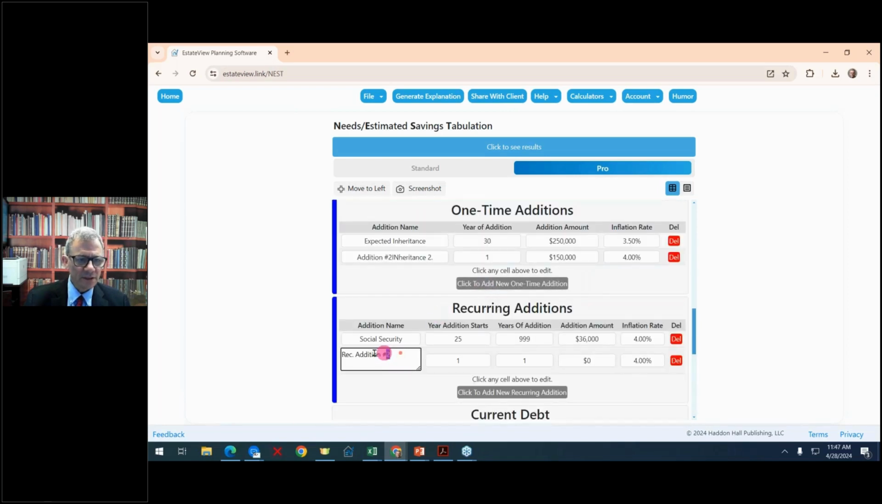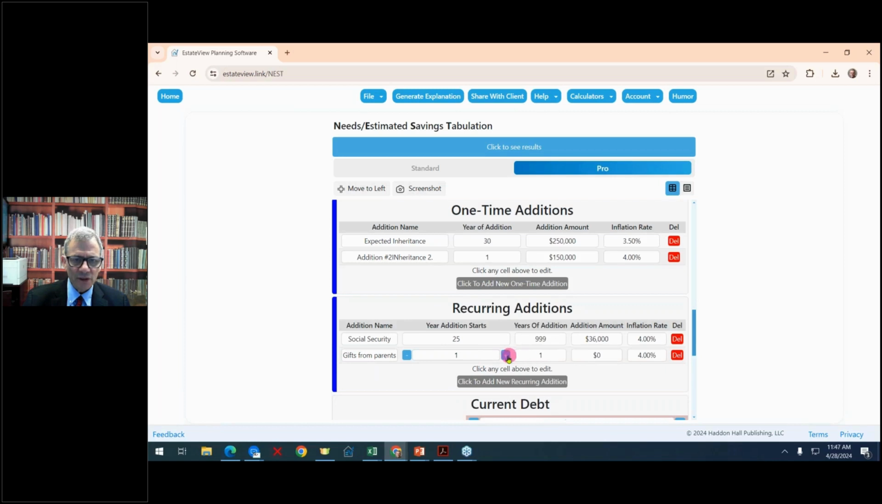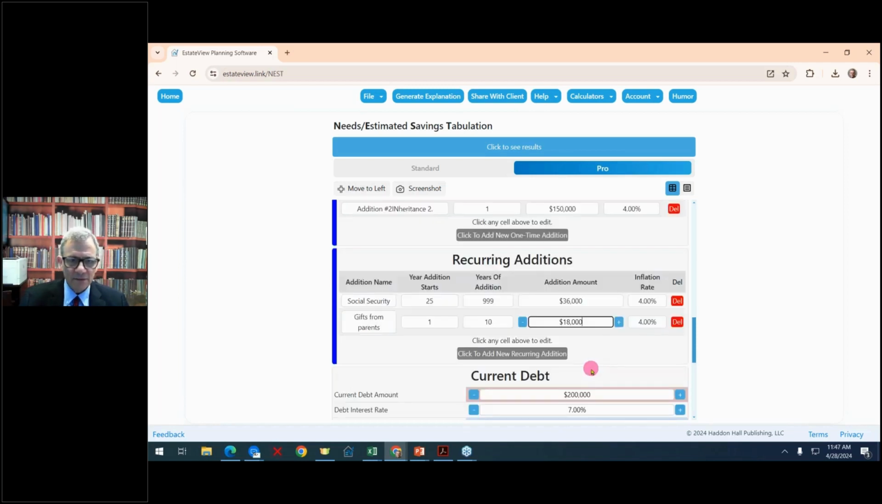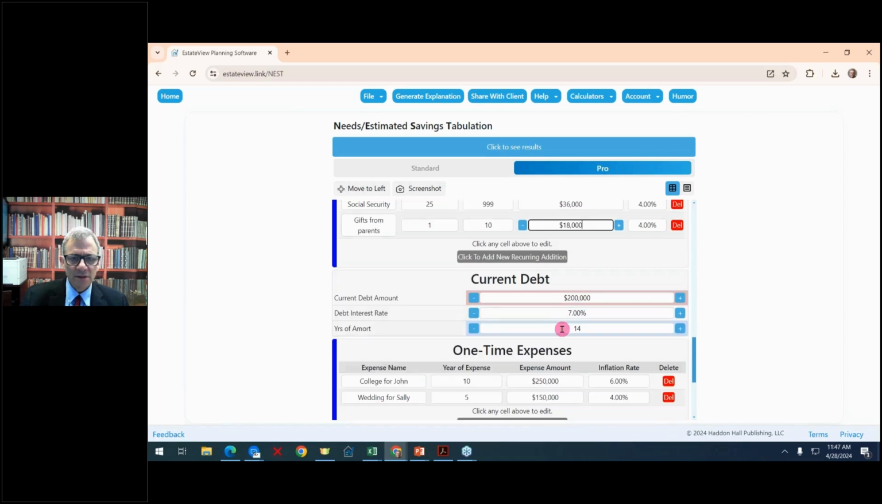And we might add, besides getting Social Security in 25 years, we might add gifts. Reoccurring additions. We might add gifts from parents. Their parents may be giving them gifts each year and may give them gifts for 10 years. And those gifts may be $18,000 a year, growing at 4% a year. Now the debt, same type of situation.